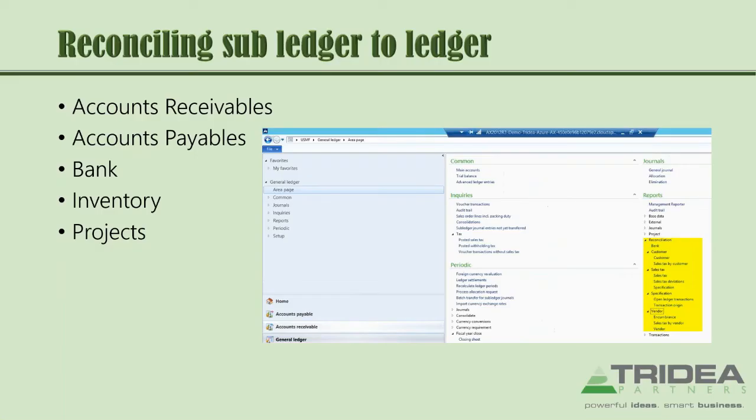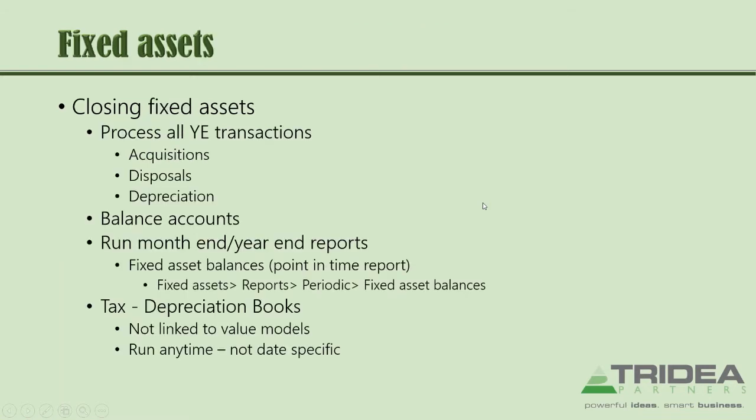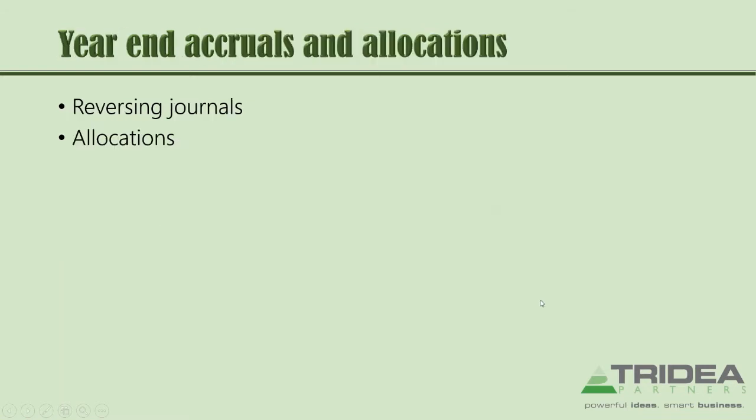Moving on. Year-end accruals and allocations. One other function that you typically see at month-end as well as year-end is reversing journals and review of allocations within the system.